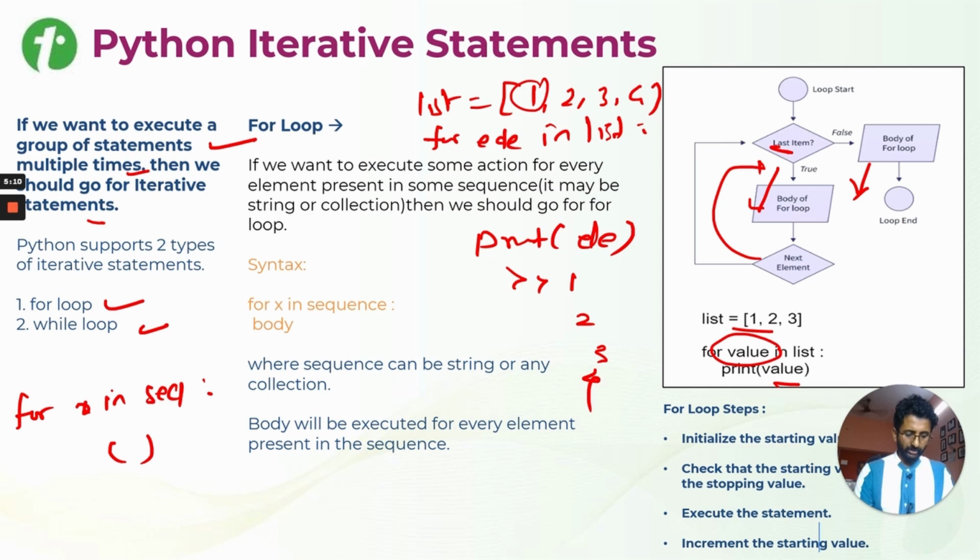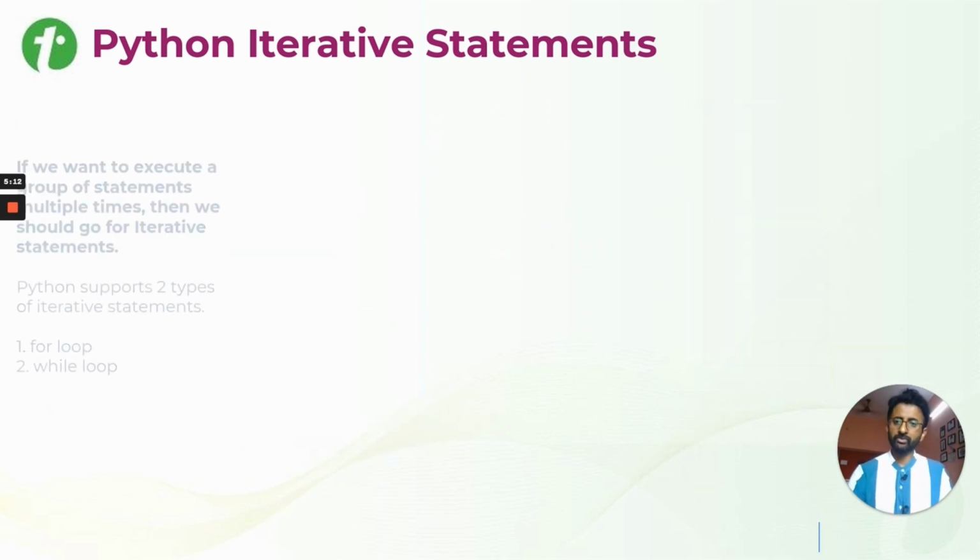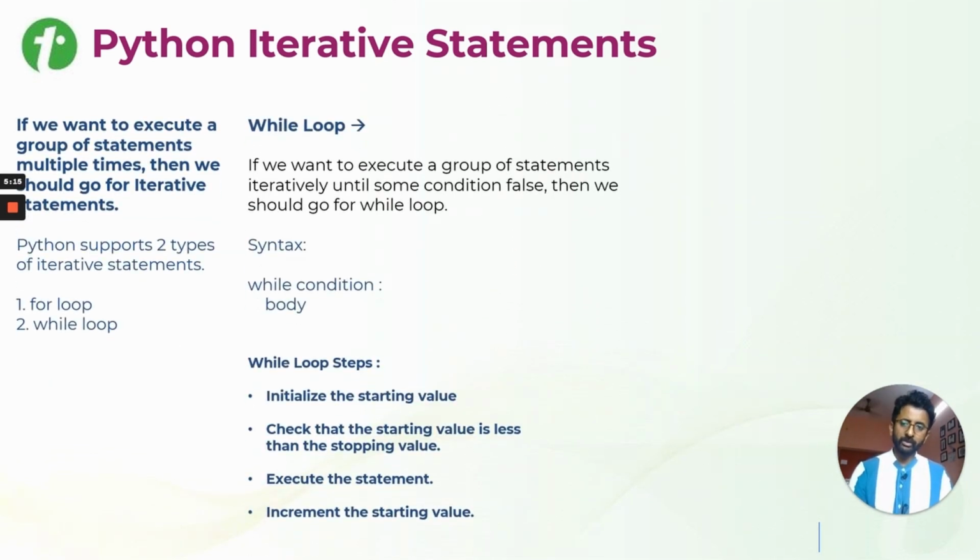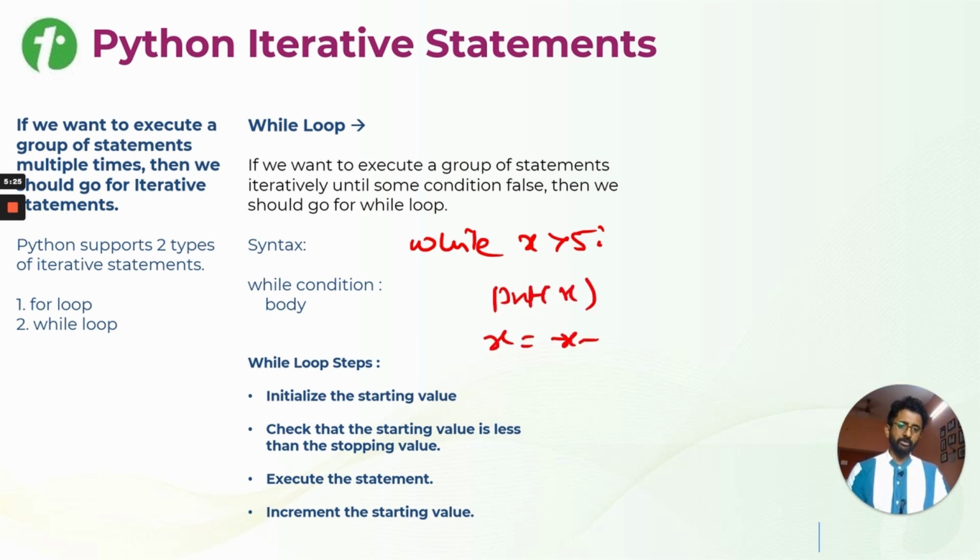So this is how you will use the for loop, and similarly the while loop. In a similar way, you take the condition, while x is greater than 5, print x and x equals x plus 1. For example, this is an example.